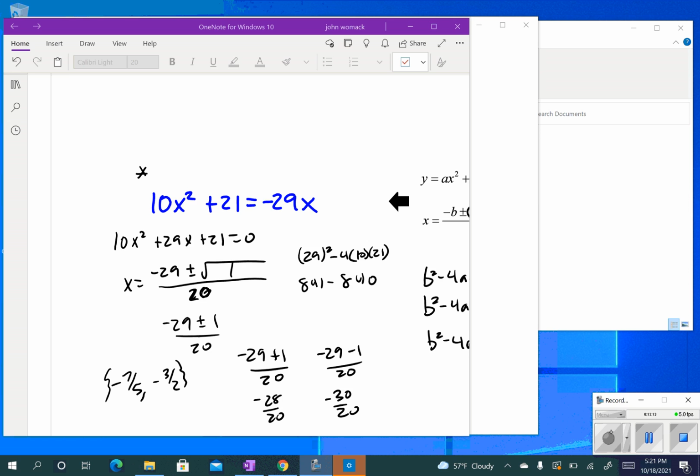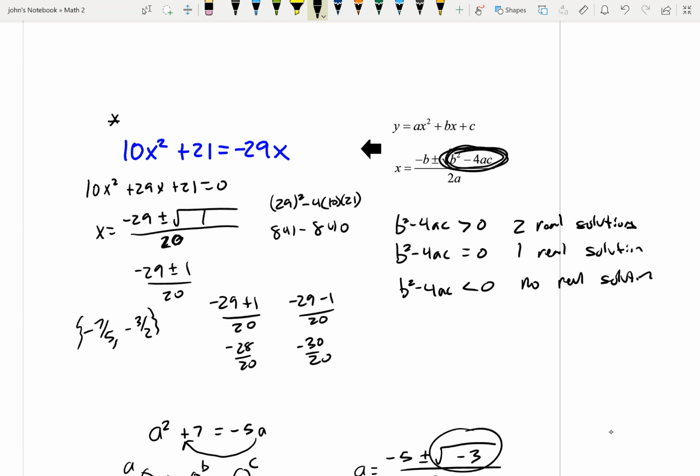Okay, so just checking with what I have here. There's a, b, c. I plug it all in there. Negative 29 plus or minus. I did the b squared minus 4ac. It came out to be a positive 1. Square root of 1 is 1. All over 20. Added them, divided by 20. Subtracted them, divided by 20. Simplified them. There's my answer.